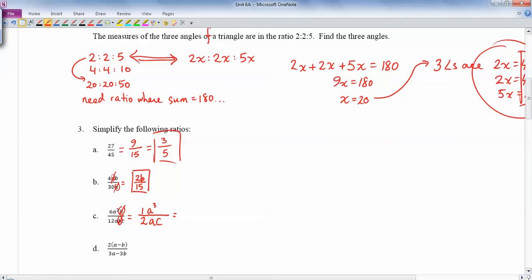So then the question is, what happens with the a's, right? You might know if you got 3 a's on top, 1 a on the bottom, you can cancel out one of them, you get 2 a's on top. But if you're a little rusty with those rules, you could write the a cubed as just a times a times a. And on the bottom we got 2ac, and then I can cancel out 1a with 1a. And then I'm left with a squared on top and 2c on the bottom.